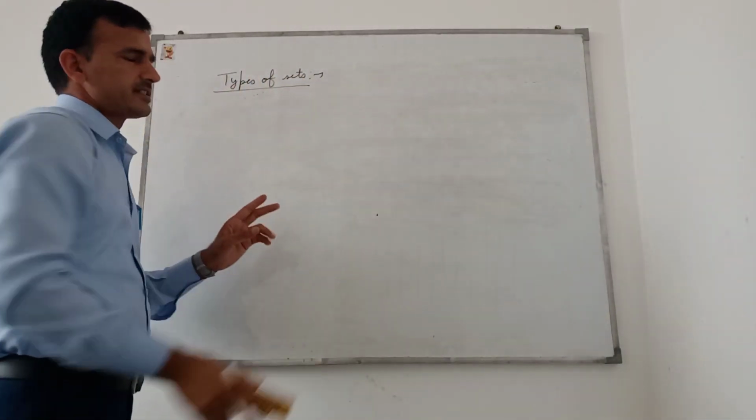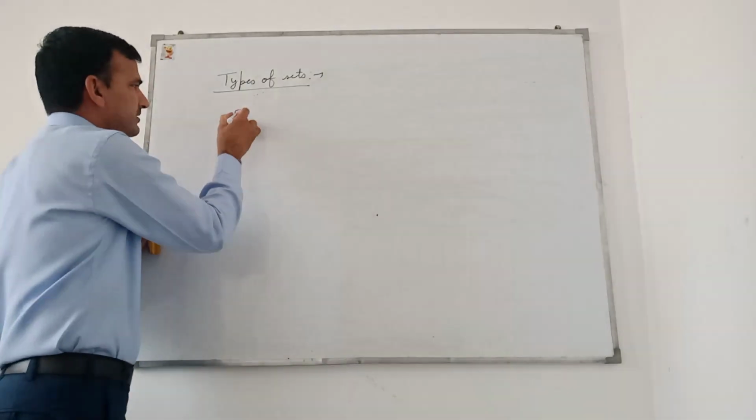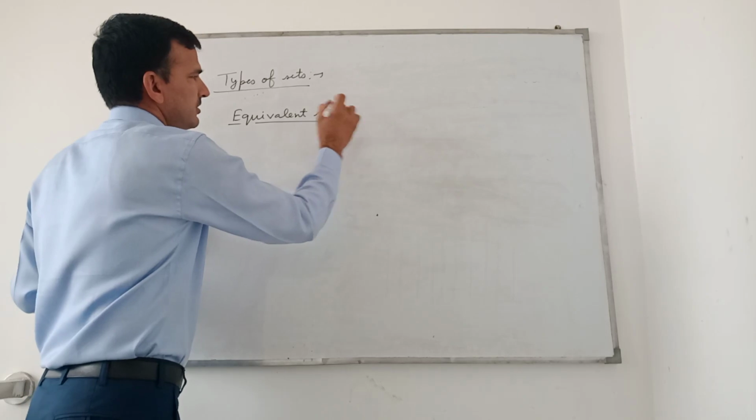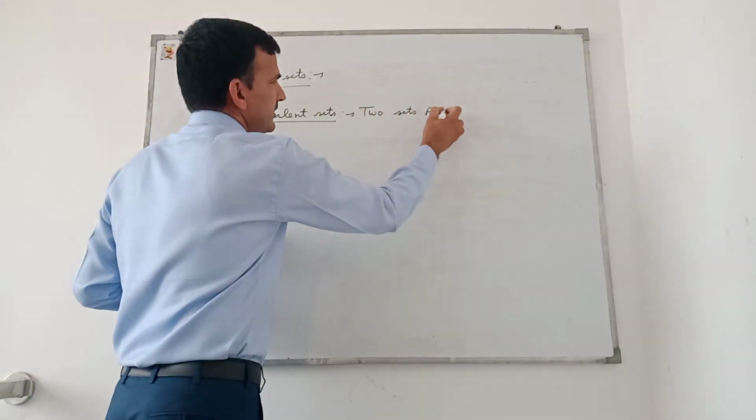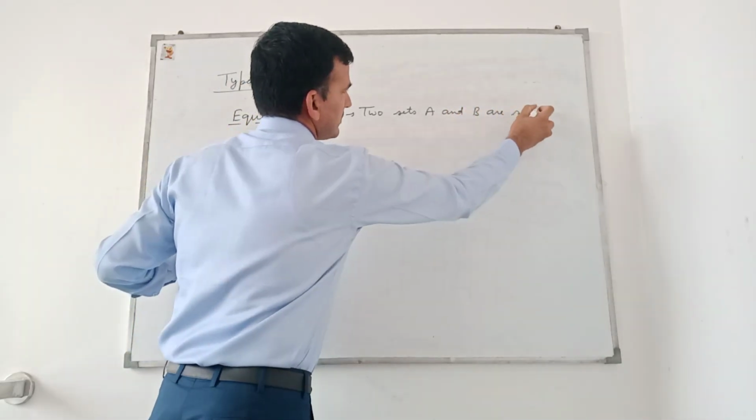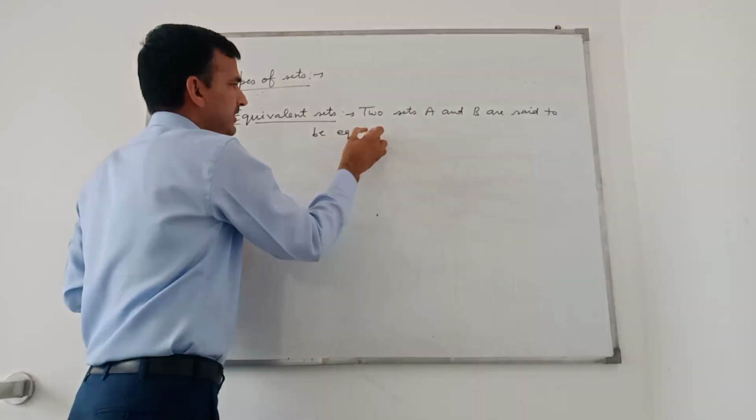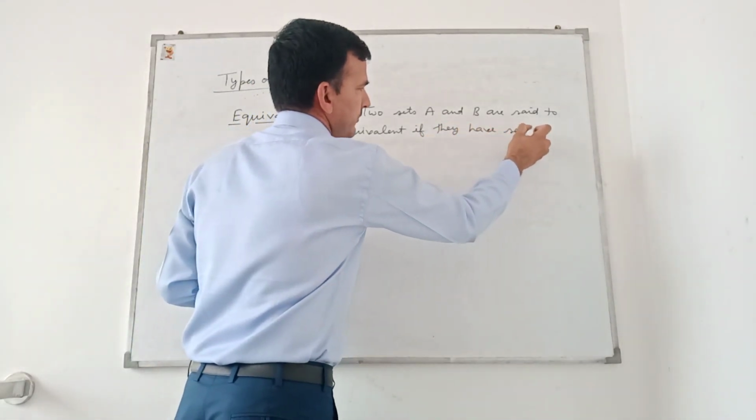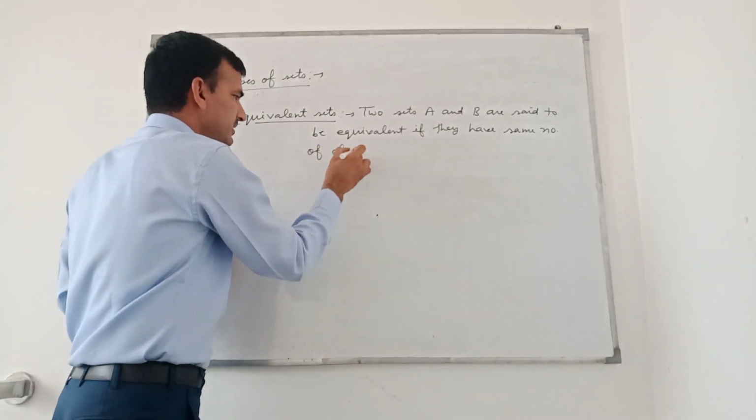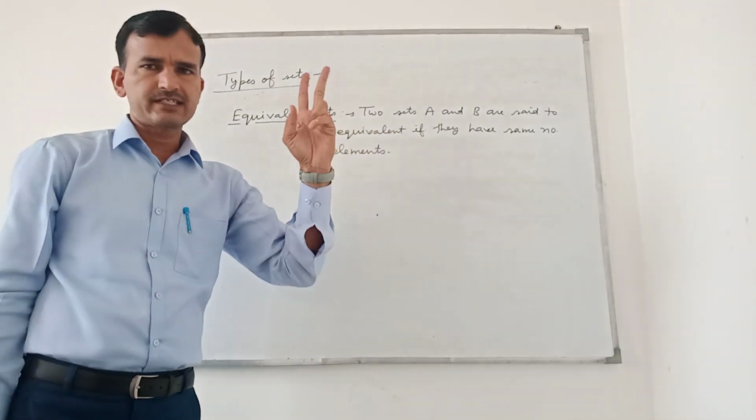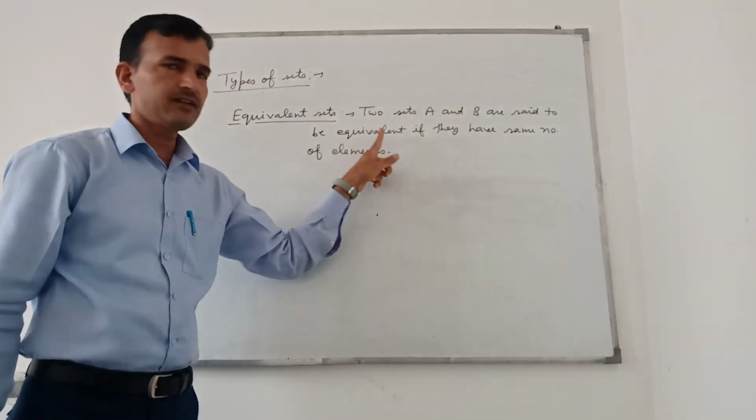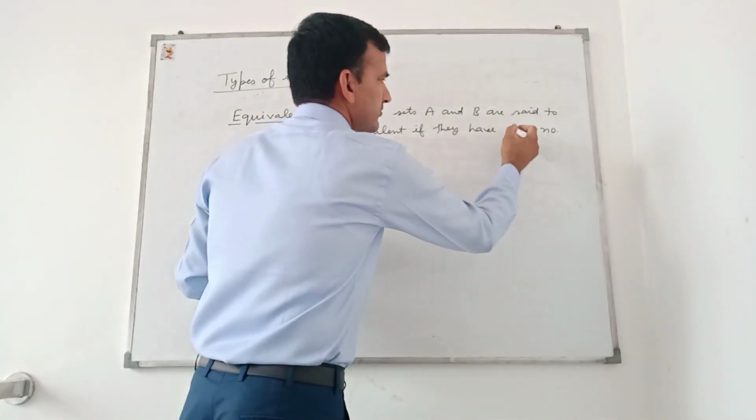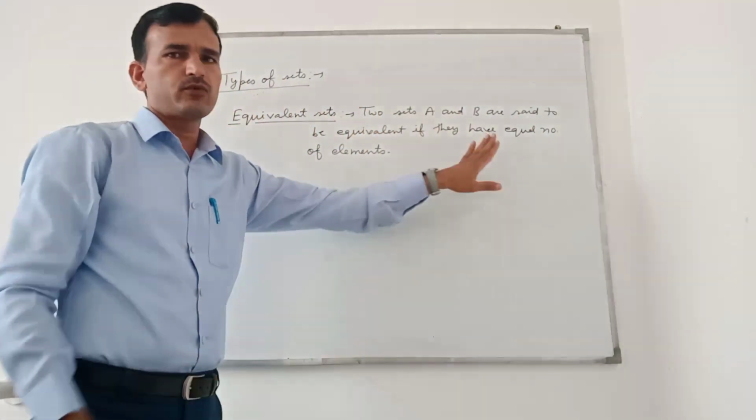Now next is equivalent set. दो सेट्स हैं, equivalent and equal. Equivalent sets: two sets A and B are said to be equivalent if they have the same number of elements, that is, equal number of elements.